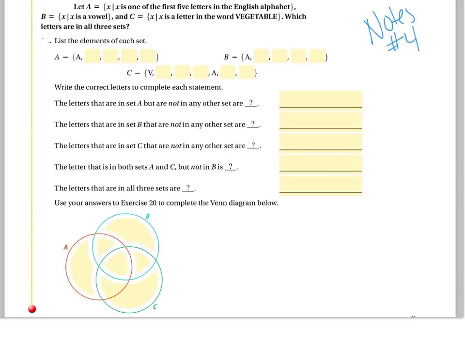Okay, let's try a problem. This is going to be in your notes. This is problem number 4. We're going to have part A. Part A, so you need to list the elements of each set.